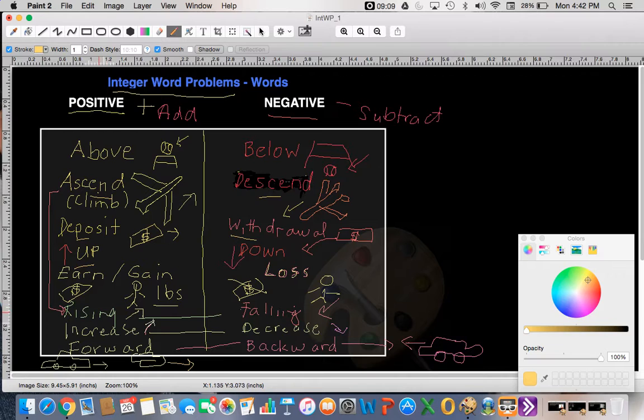Rising, falling, increase, decrease, forward, and backward. Okay? So here are some of the examples of our word problem. Let us try, I have 3 examples.